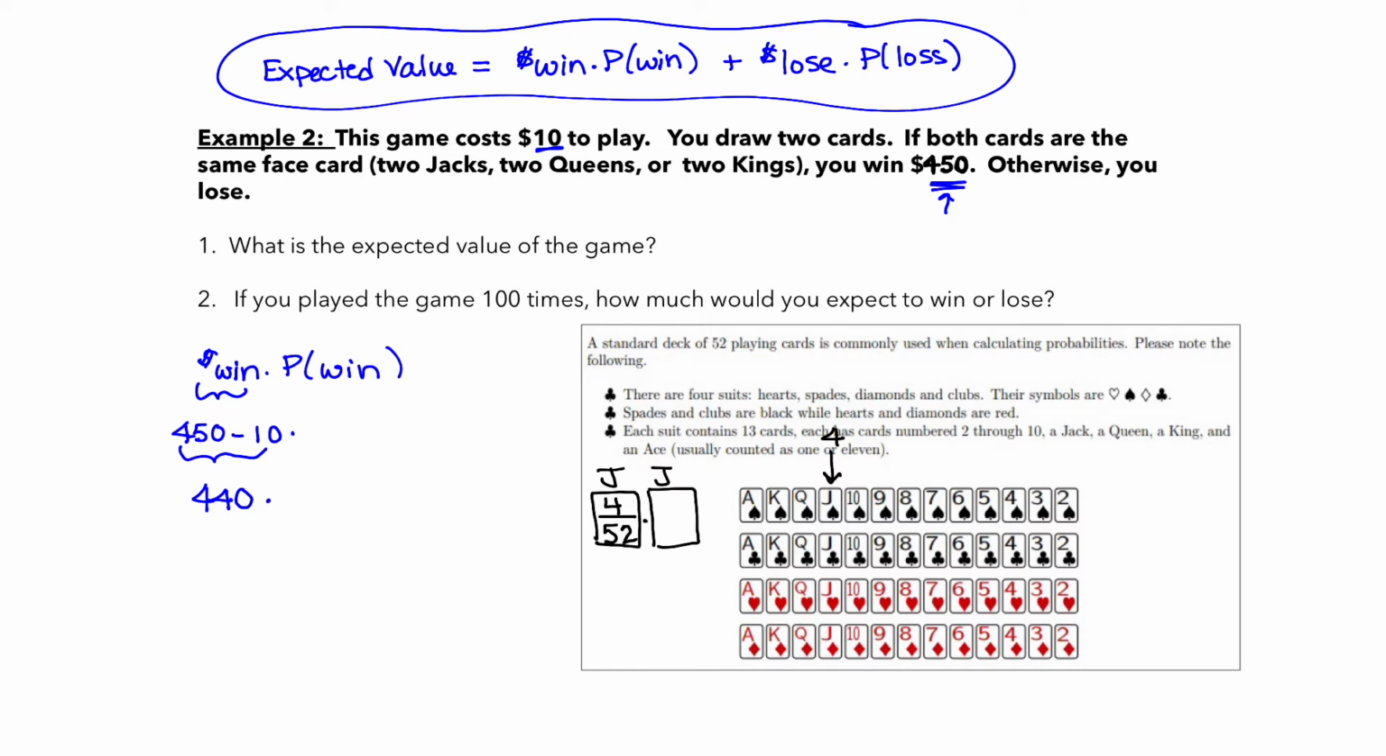So let's say we pick a jack. Now we have to draw a second card. Well, the first thing we notice is that our denominator has changed. Because we drew one card and we're not replacing, that means we have to reach back into the deck, but this time there are 51 cards in the deck. So the denominator now becomes 51.